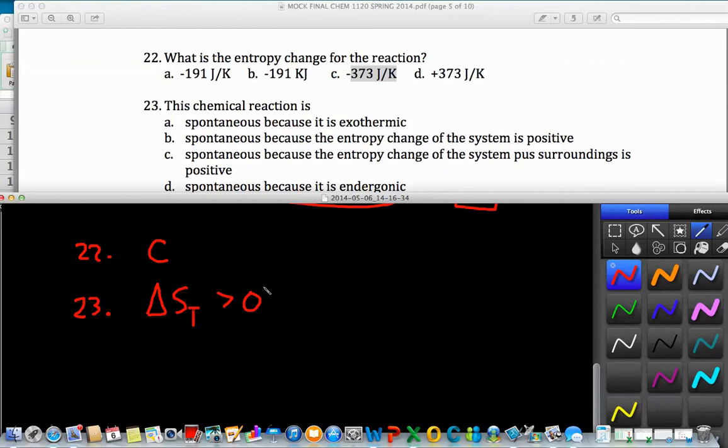Do not confuse the total change in entropy with the change in entropy of the system. Our change in entropy of the system was negative, but the total entropy change was positive because when heat is released in this exothermic reaction, this heat results in more entropy in the universe. So for 23, the best answer is C.